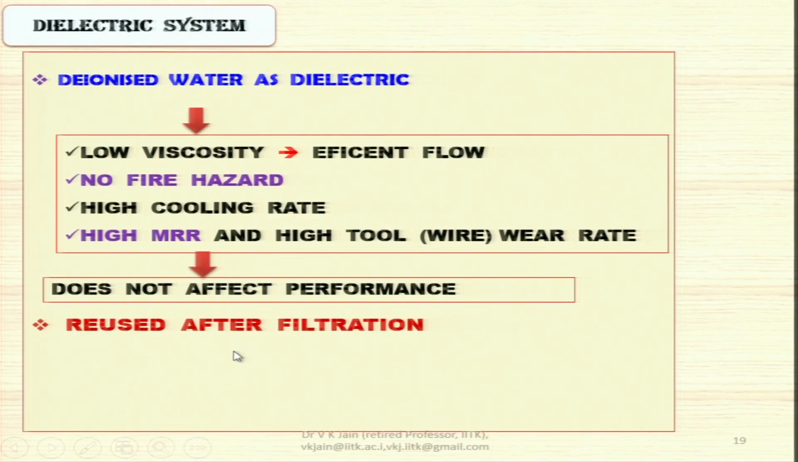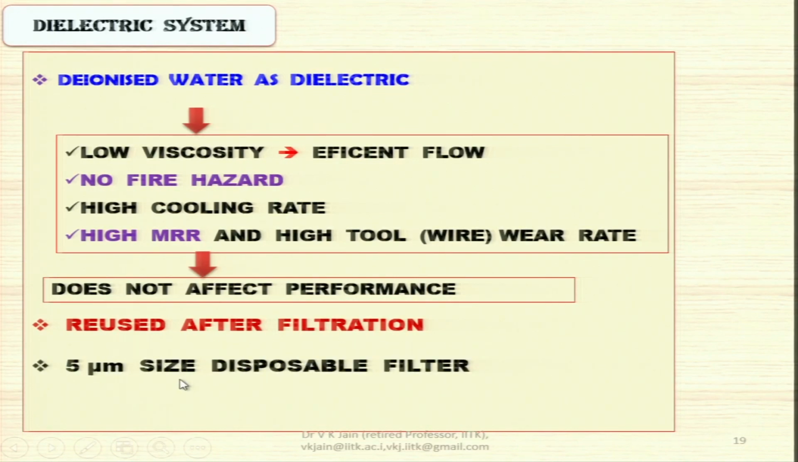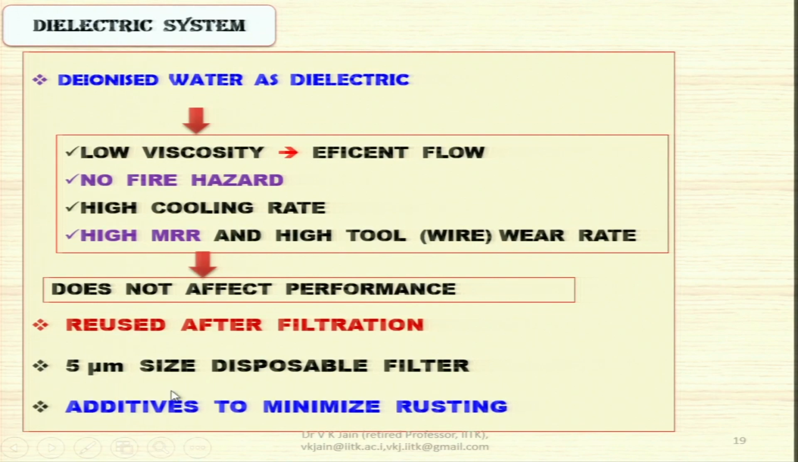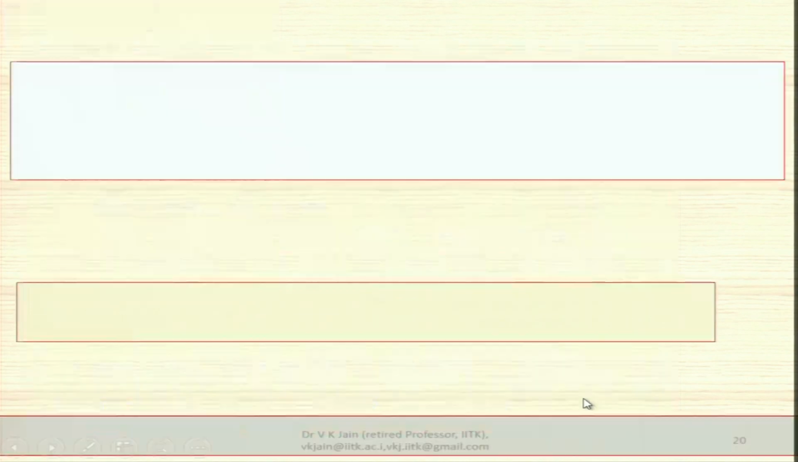The dielectric is reused after filtration or proper treatment. It is quite expensive. Five micrometer size disposable filters are used for filtration of the dielectric. Additives are added to minimize rusting of the parts with which the dielectric comes into contact.